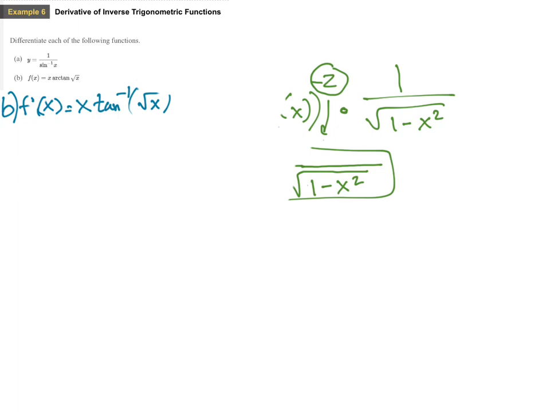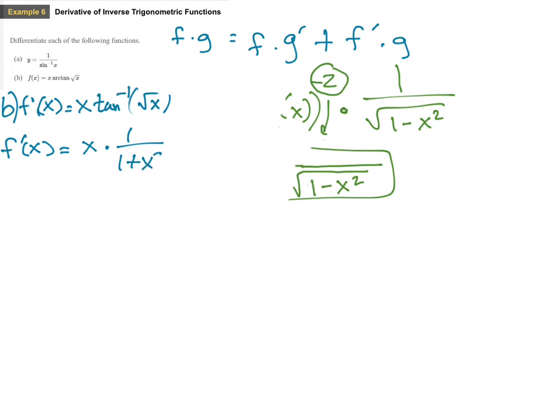So for product rule, if I have f times g, I'm going to do f first times the derivative of the second plus the derivative of the first times the second, okay? So hustling, here we go. X first, x times the derivative of the second. Hey, y'all are making me nervous back there. Sit down. I'm rushing. 1 over 1 plus x squared.